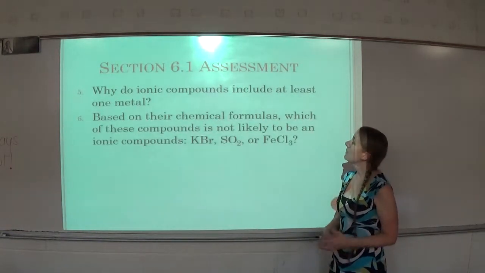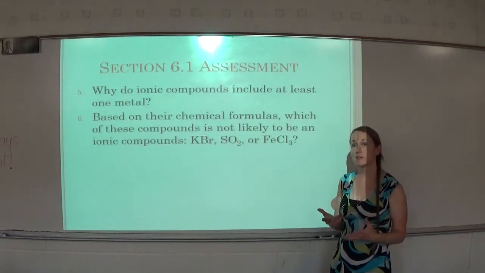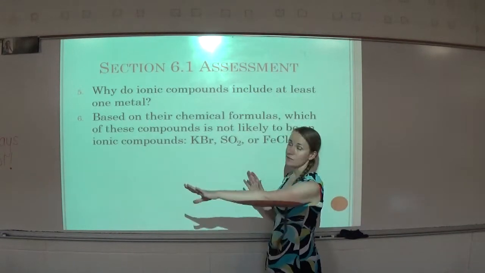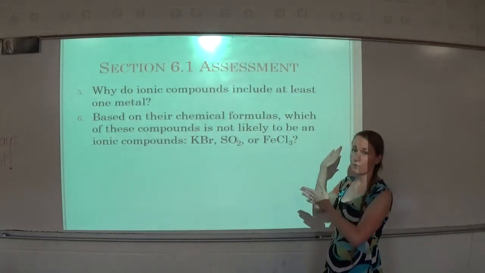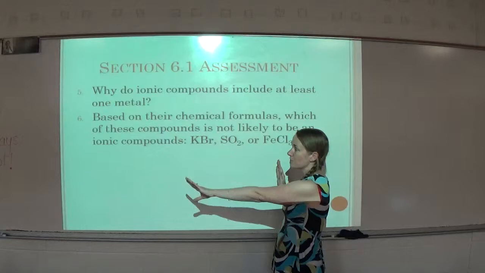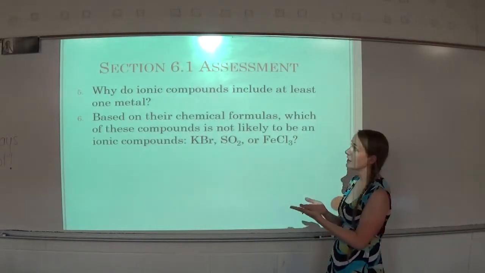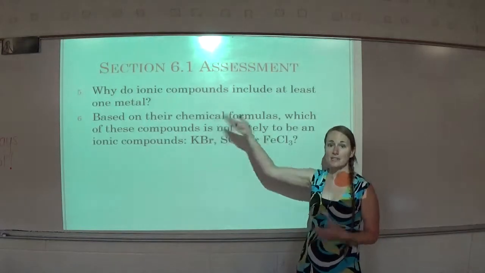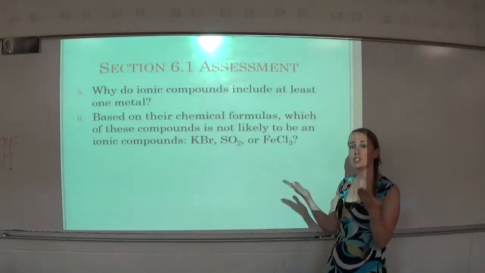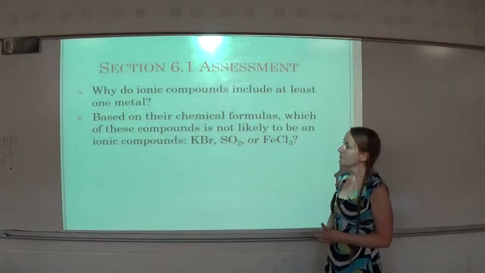Number 5, why do ionic compounds include at least 1 metal? Well, if you remember when we talked about metals, nonmetals, and metalloids, your metals are on the left of the periodic table. The nonmetals are on the right. If you think about how we just discussed charges, the positives are on the left and the negatives are on the right. And remember, you have to have opposites to attract. So metals tend to be positive and nonmetals tend to be negative. And since you need 1 of each, that's why 1 will be a metal, because metals tend to be positive.